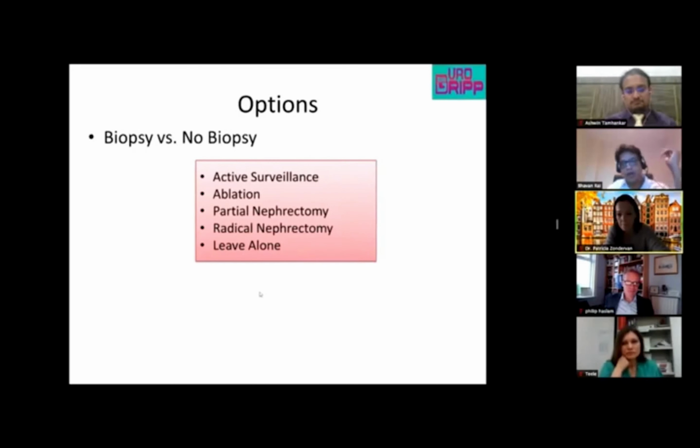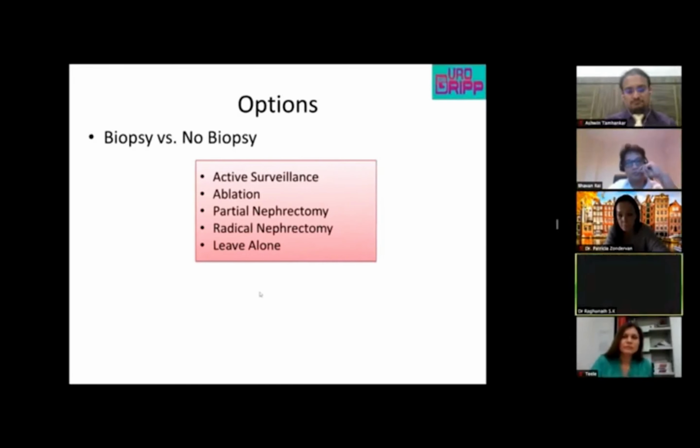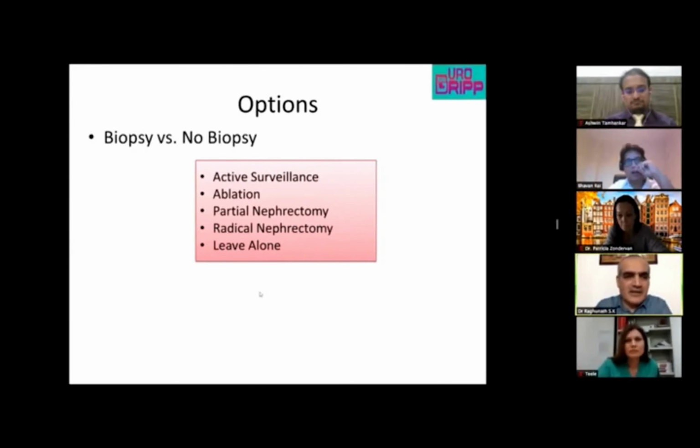Okay, excellent. Raghunath, what would your views on this be, Raghunath? Yeah, she's 50 years and a fit lady with an exophytic mass less than 4 centimeters. Definitely, I prefer to go for partial nephrectomy if it is proven to be RCC. And to have all the options, I would probably convince the patient to go for robotic if provision is there and if she's willing. Sure. Fantastic.